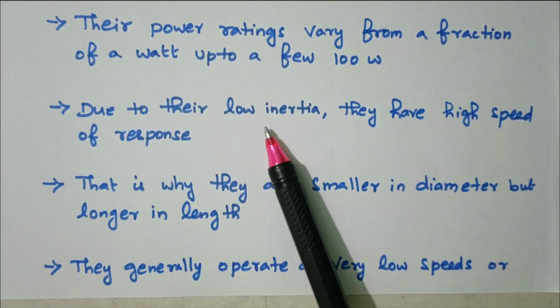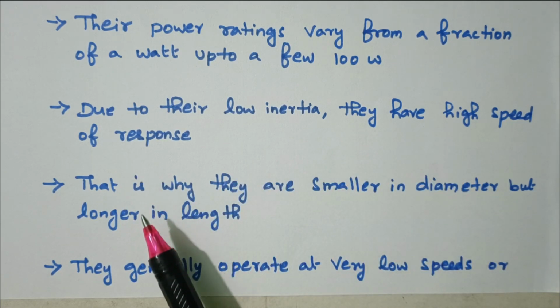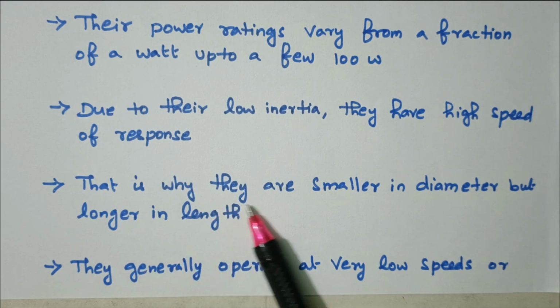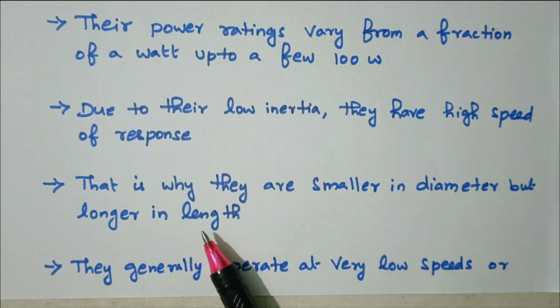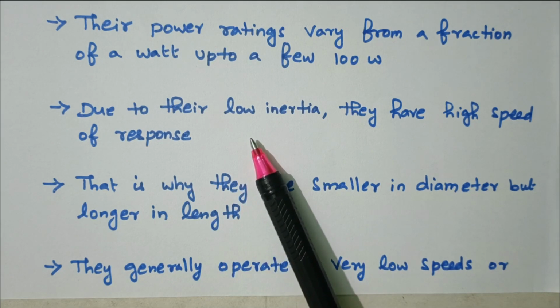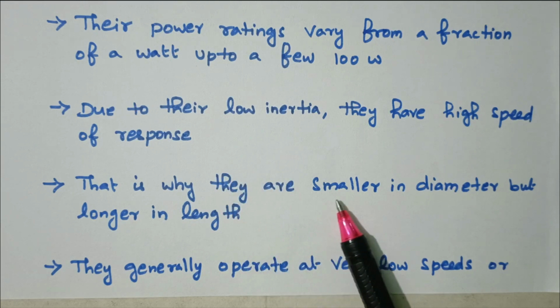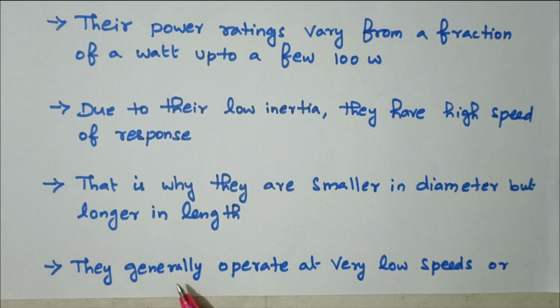Due to their low inertia, they have a high speed of response. That is why they are smaller in diameter but longer in length. Right? So low inertia gives high speed response. Small changes are responded to in the speed, so the diameter is smaller but the length is greater. They generally operate at a very low speed or sometimes zero speed. Zero speed is also possible.